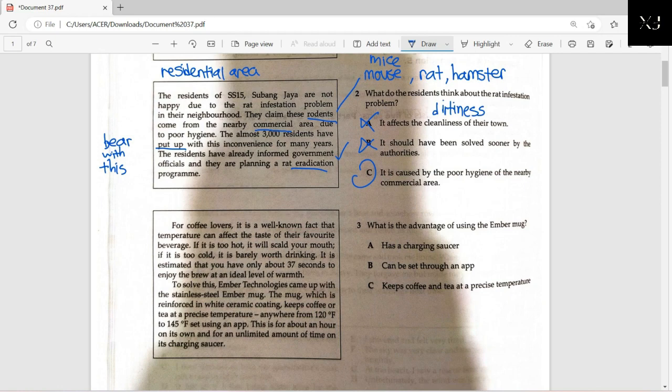Okay, let's see. For coffee lovers, it is a well-known fact that temperature can affect the taste of their favorite beverage. Ooh, okay. Beverage means drink, by the way.